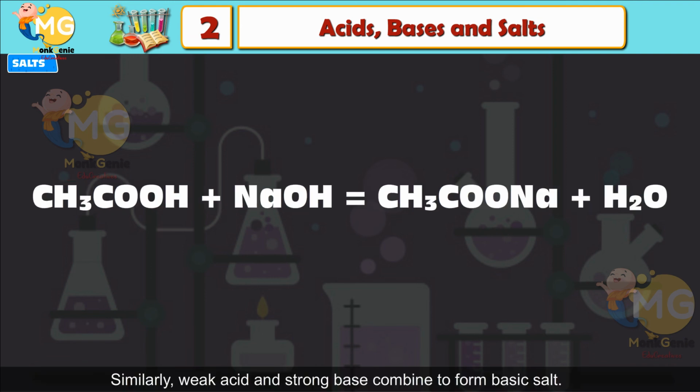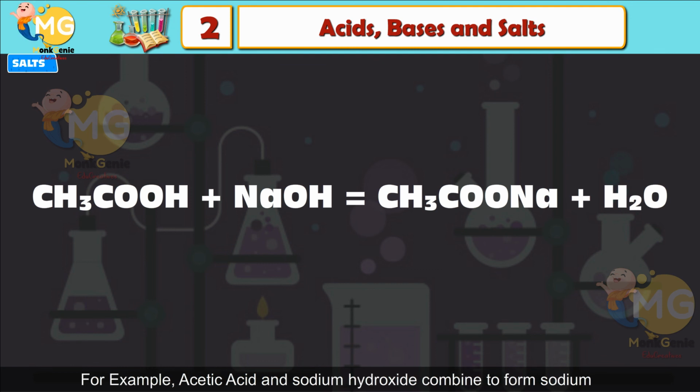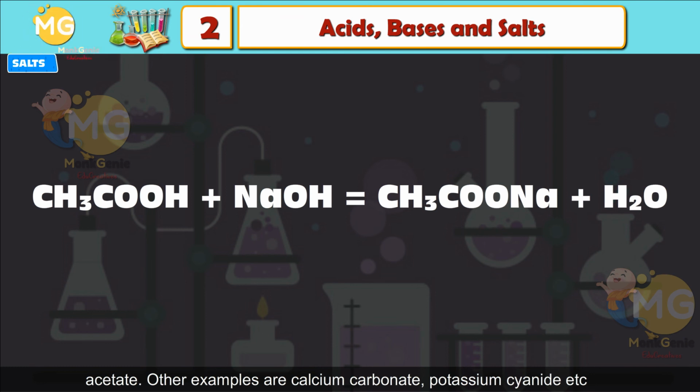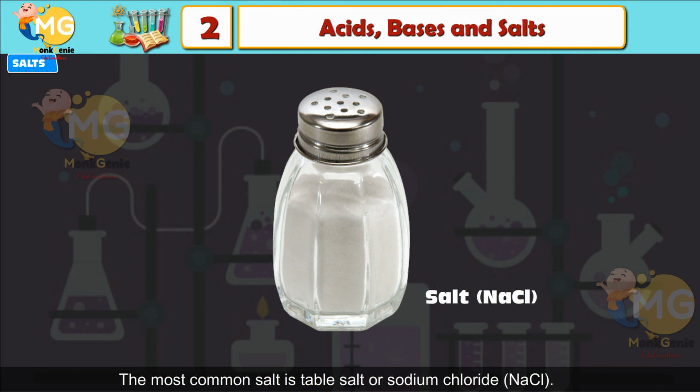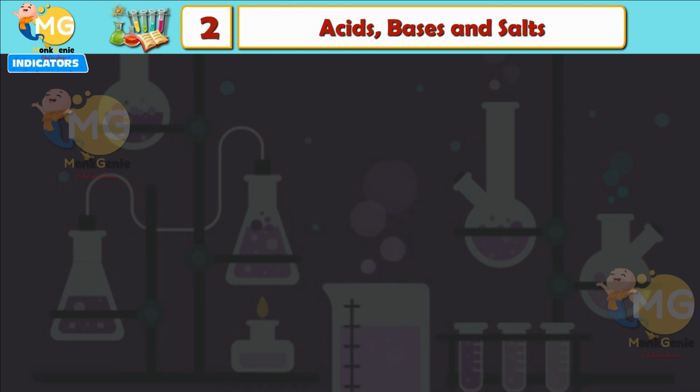Similarly, weak acid and strong base combine to form a basic salt. For example, acetic acid and sodium hydroxide combine to form sodium acetate. Other examples are calcium carbonate, potassium cyanide, etc. CH3COOH + NaOH = CH3COONa + H2O. The most common salt is table salt or sodium chloride, NaCl.